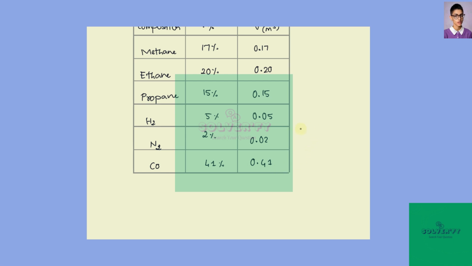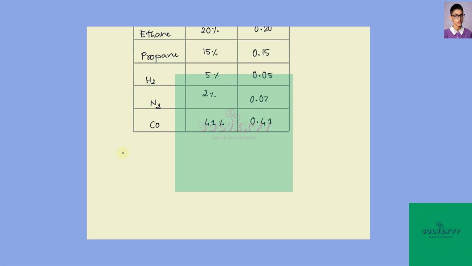Now we are going to calculate the volume of the oxygen that is required for combustion of each of the individual gases. The combustion equation for methane can be written as follows: methane combined with 2 moles of oxygen gives carbon dioxide plus 2 moles of H2O. Here the methane and the oxygen are in 1:2 ratio. Therefore, the volume of the oxygen will be equal to 2 into the volume of methane, that is 2 × 0.17, which is equal to 0.34 meter cube.